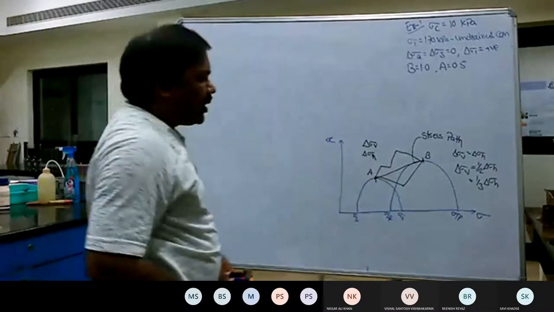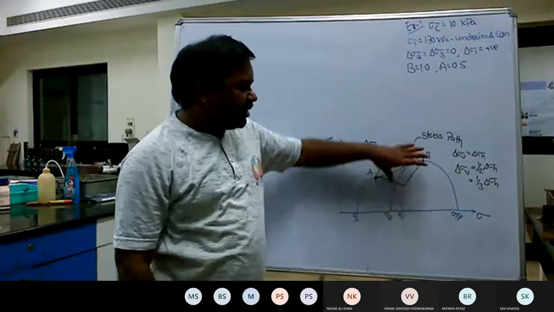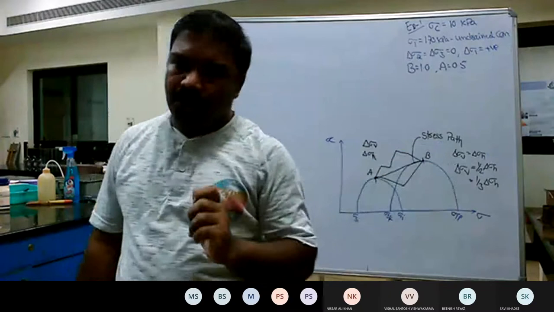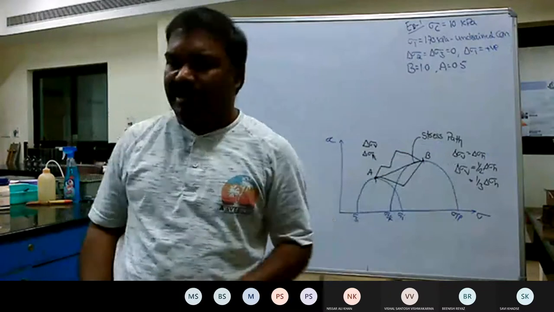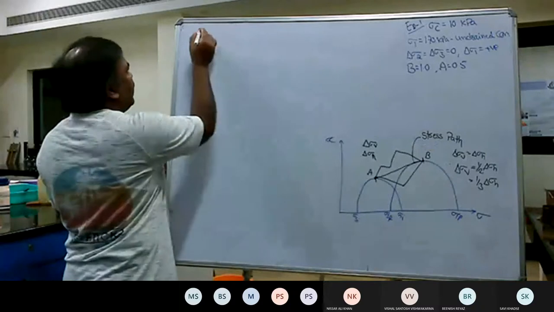So now here, as I told, this is the initial and final condition. In between, depending upon the increment of the load, either in the axial direction or the lateral direction, you may get the stress path. Now let us take a small example.